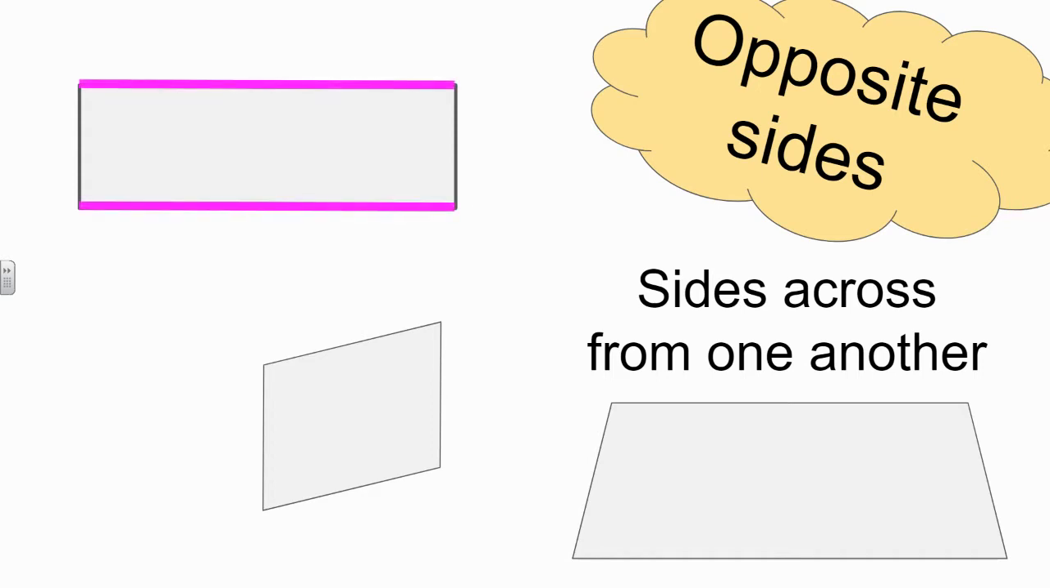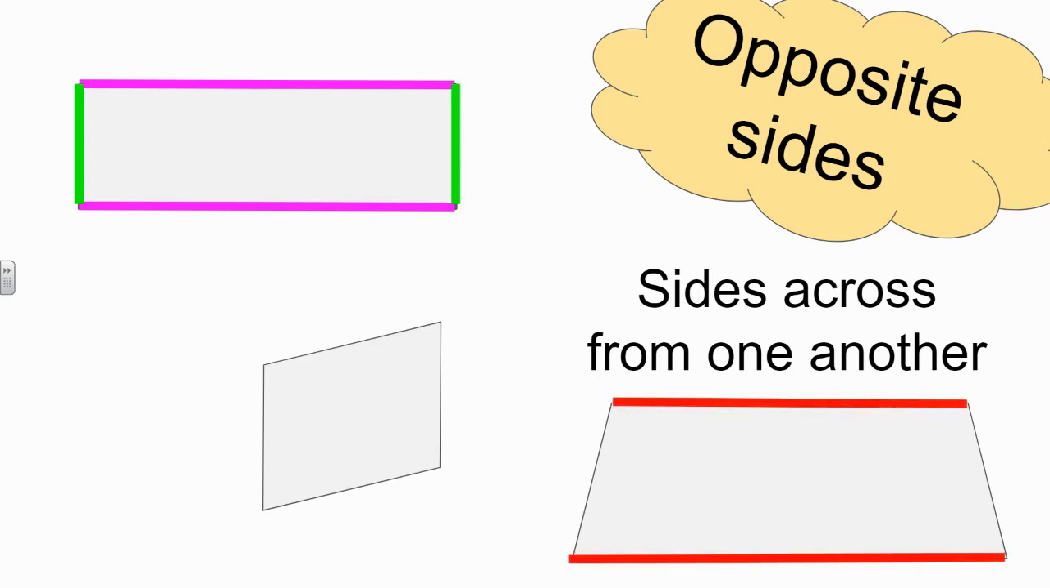So you can see here's one pair of opposite sides. They're across from each other. And then here's another pair of opposite sides. And opposite sides will never touch one another. They don't share points. And so you can see we have one pair of opposite sides in pink, one pair in green. If you take a look at this quadrilateral at the bottom right, we have one pair of opposite sides here in red, another pair in blue. And again, we have two pairs of opposite sides for each quadrilateral. So we're going to need to know what opposite sides are.